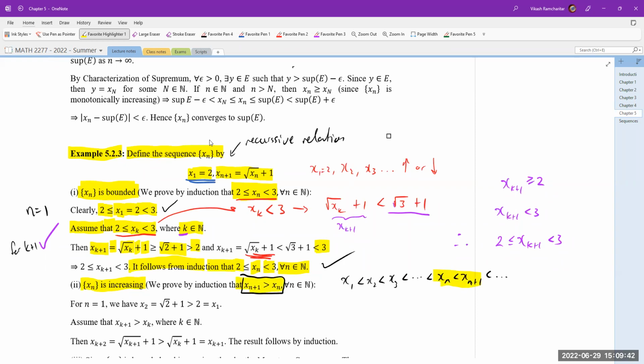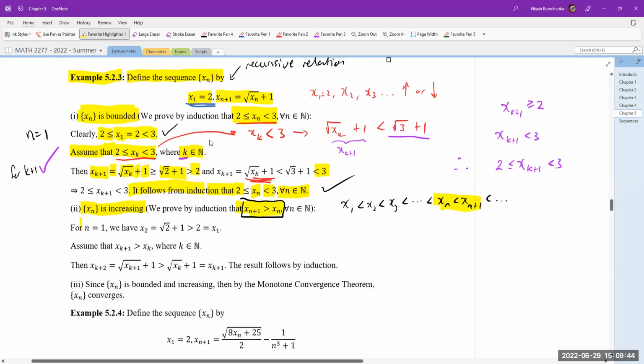Again, you need to use induction. For n equal to 1, we need to figure out whether or not x_2 is bigger than x_1. So x_2 is the square root of x_1, which is 2, plus 1. And if you plug that into your calculator, you'll get that this is bigger than 2. You don't need the number. All you need to know is whether or not it's bigger than 2. So x_2 is bigger than x_1. Okay, great.